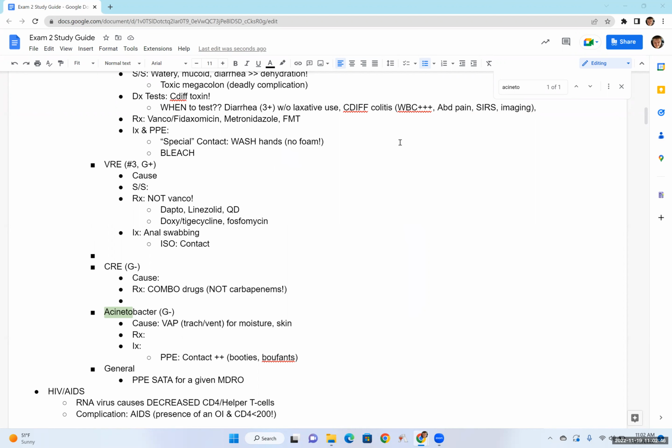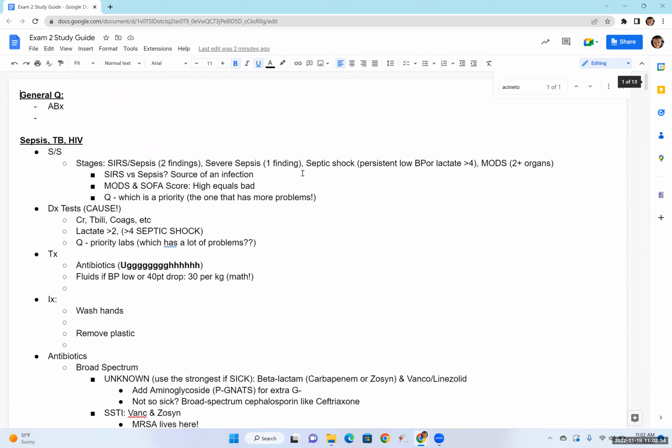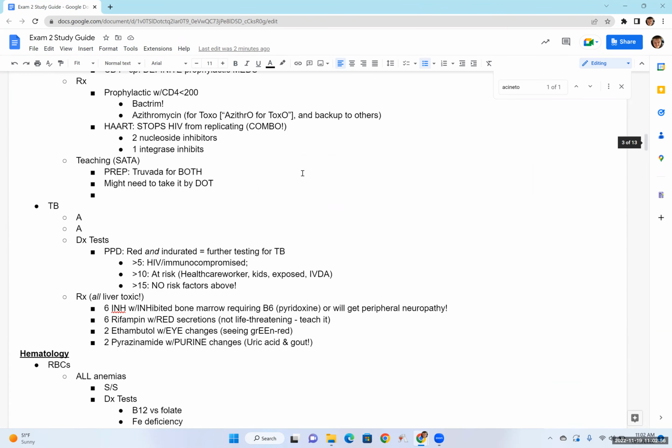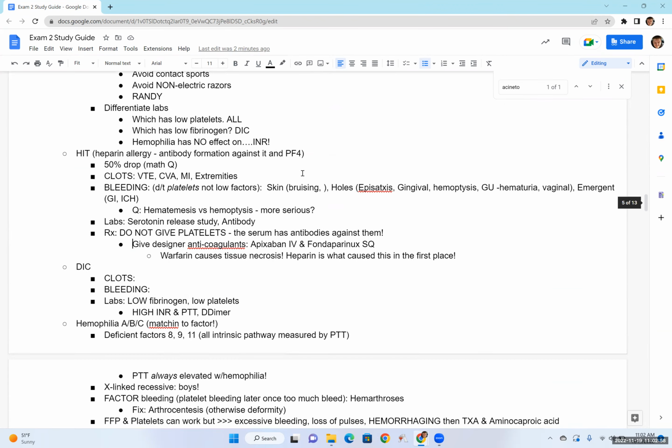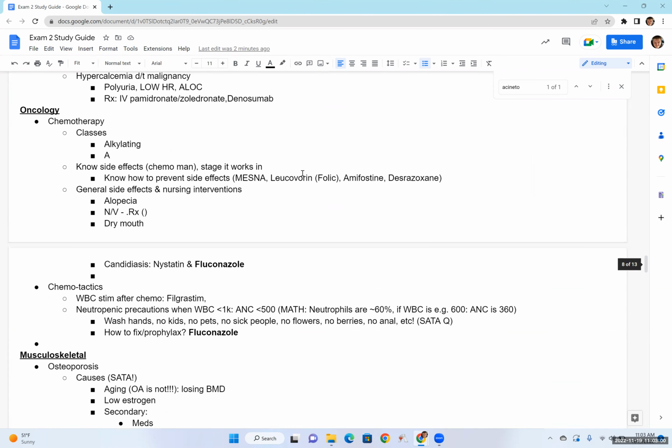What else? So that kind of talks about chemo and leukemia and those guys, right? So there are different other topics. You got musculoskeletal, right? So you got sepsis, TB, we're talking about hematology a little bit, and then musculoskeletal. You can split that into two sections, bones and non-bones.